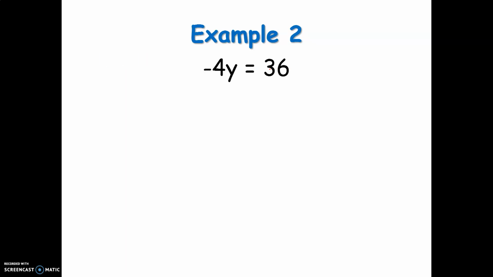Example 2. Negative 4y is equal to 36. Our goal here is to isolate the variable y. Once again, the negative 4 is being multiplied to the y, and we know this because the variable and the number are touching. So in order to remove the negative 4 that's being multiplied, we will divide both sides of this equation by negative 4. Negative 4 divided by negative 4 becomes 1. So on the left-hand side, we have 1 times y, or y. On the right-hand side, we have 36 divided by negative 4, or negative 9.